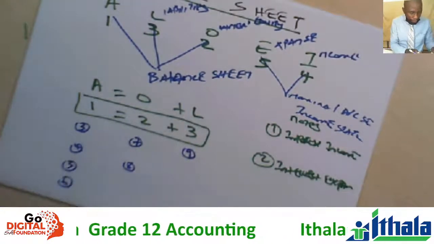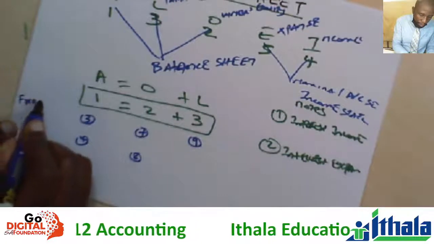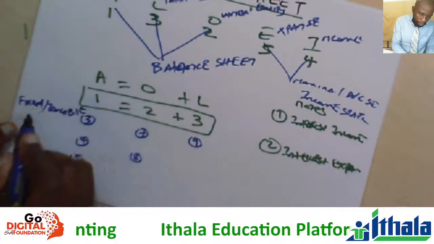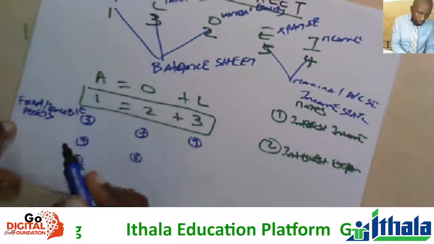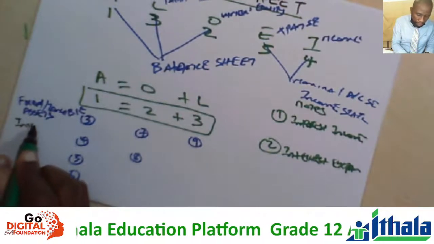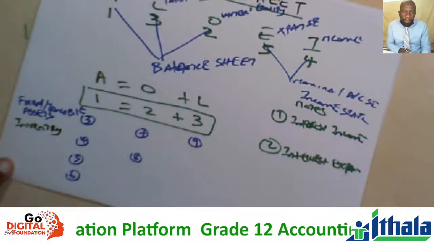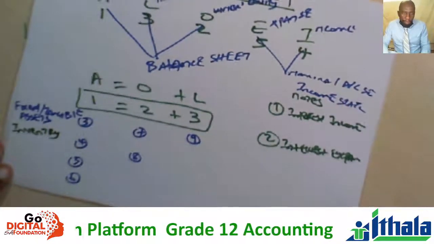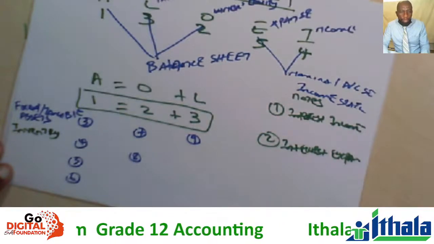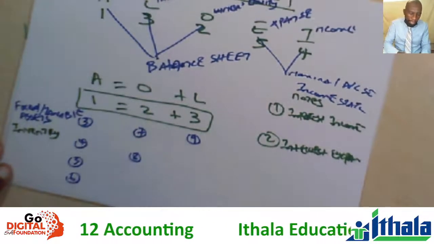Note number 3 is fixed or tangible assets. Note number 4 is inventory. Inventory is just two things: trading stock as well as consumable stores on hand, stationery on hand, anything on hand, you must add it, because on hand means left, unsold.